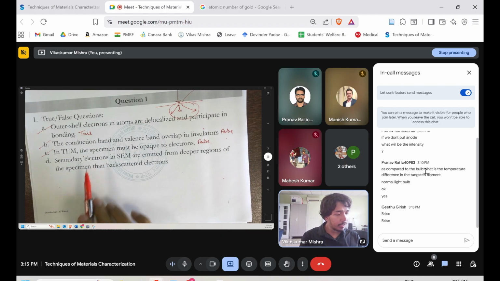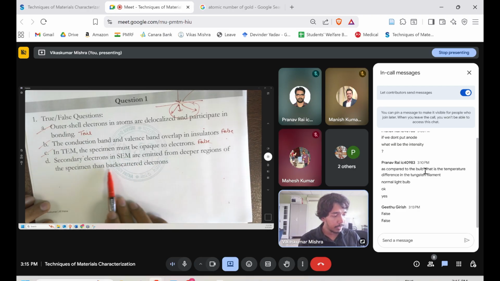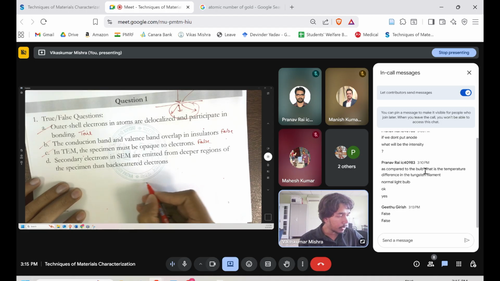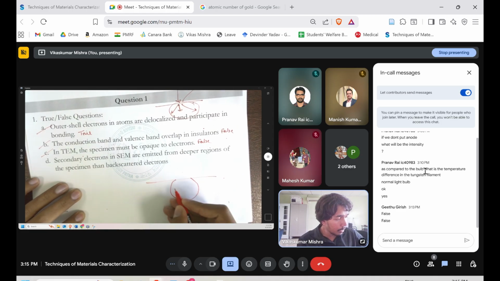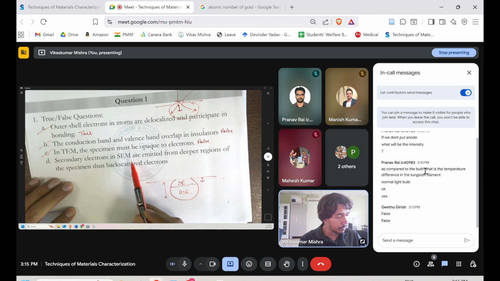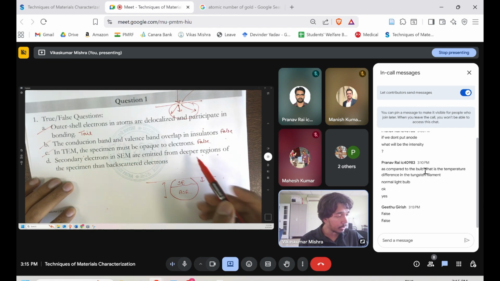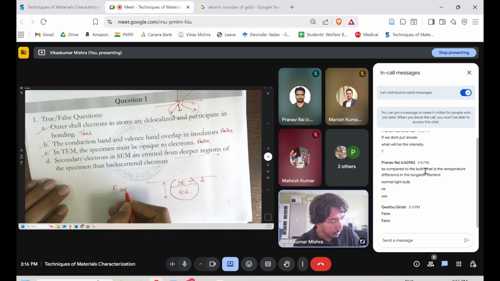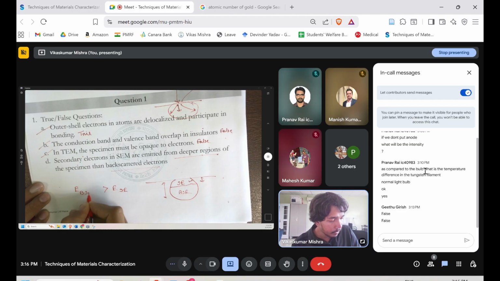Last one. The secondary electrons in the SEM are emitted from a deeper region of the specimen than the backscatter electrons. Now, we have seen the electron material interaction. In the electron material interaction, what we know is that secondary electrons are emitted near the surface compared to the backscatter electrons. So the answer is no, it's the other way around. Secondary electrons have less energy compared to backscatter electrons.